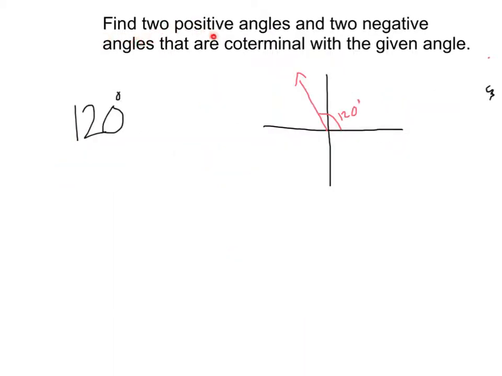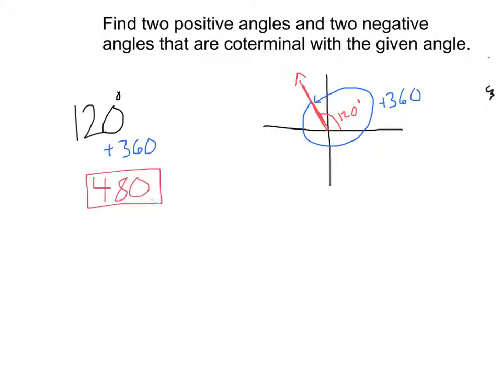Here we want to find two positive angles and two negative angles that are coterminal with the given angle. Here we have an angle of 120 degrees, illustrated right here on our graph. If I wanted to find a coterminal angle, it's going to have to be on this same line. I know if I go a full circle all the way around, I'm going to end up right where I started. To do that, I'm just going to have to add 360.